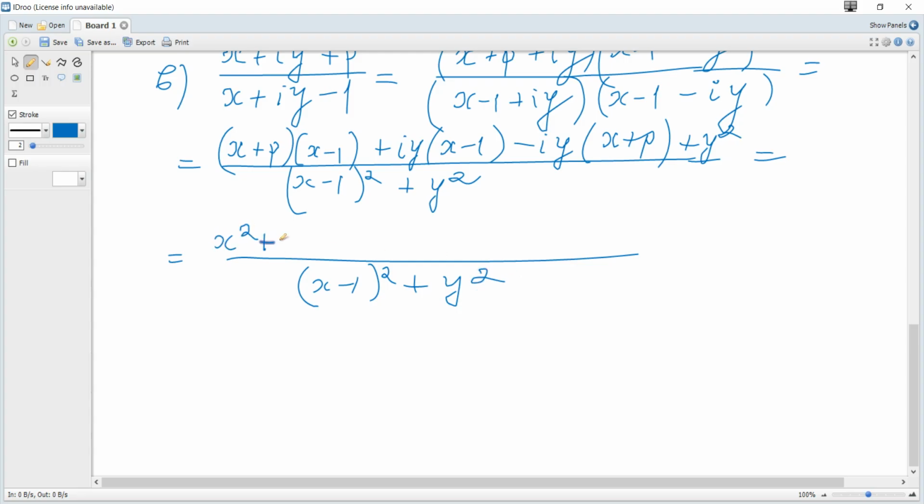x squared plus px minus x minus p. And let's factor out iy. It becomes (x minus 1) minus (x minus p), and plus y squared.